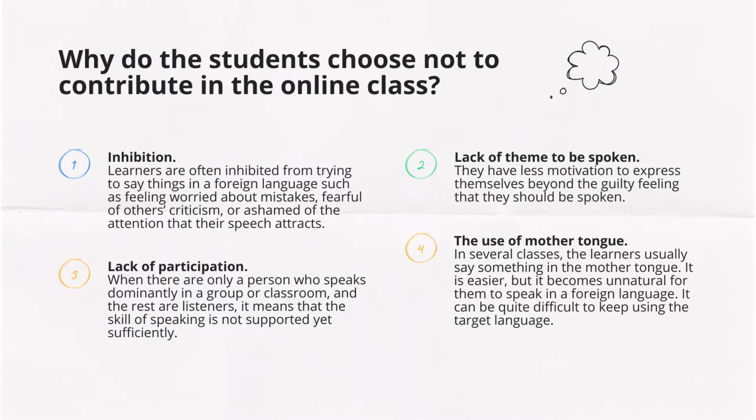Number 4, the use of mother tongue. In several classes, the learners usually say something in the mother tongue. They may tend to use it for some reasons. Firstly, it is easier. Secondly, it feels unnatural to speak in a foreign language to one another. Lastly, they feel less exposed if they are speaking their mother tongue. When they are talking in a small group, it can be quite difficult to keep using the target language.